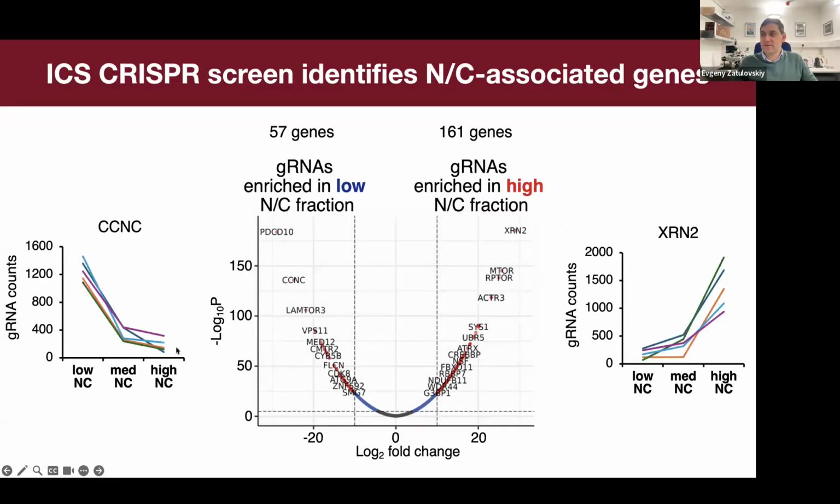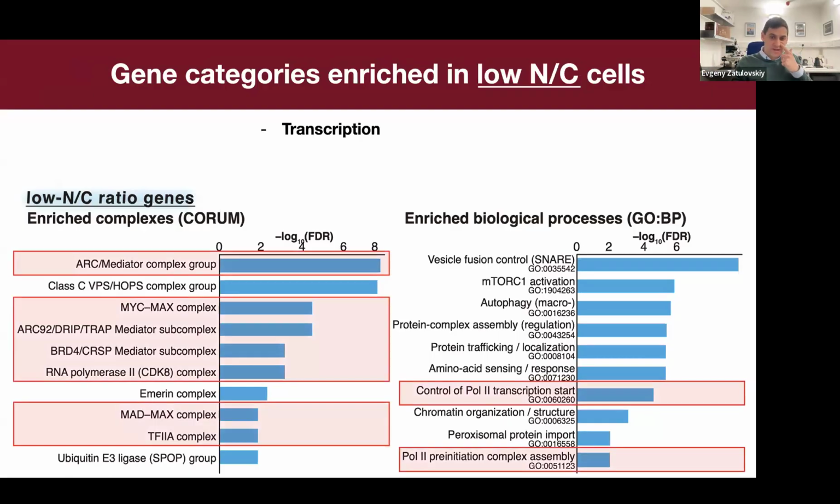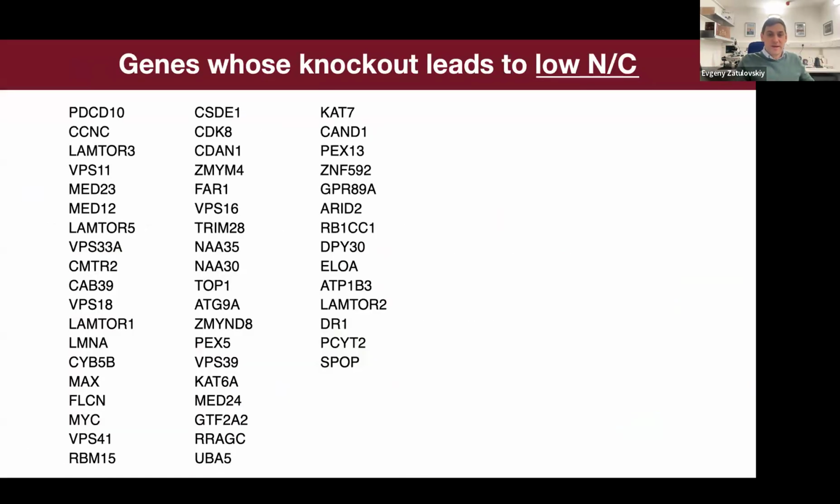And here it's the opposite. So we are pretty confident that this result is real. And we started looking into what kind of genes are involved in one category or another. And the first class of genes that we noticed enriched in the low NC population of cells were genes related to transcription. You can see a lot of complexes that regulate RNA transcription.